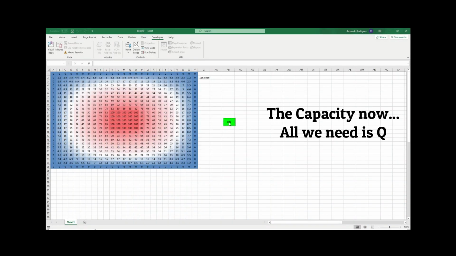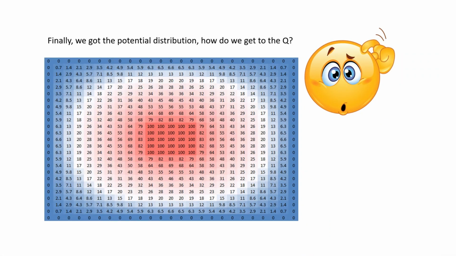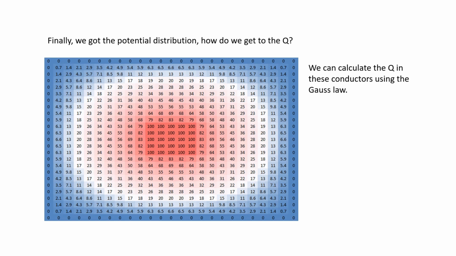We're done. Let's go for the capacity now. All we need is Q. Finally, we got the potential distribution. How do we get the Q now? We can calculate the Q in these conductors using the Gauss law.